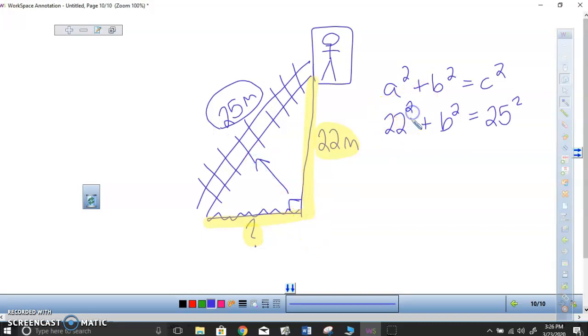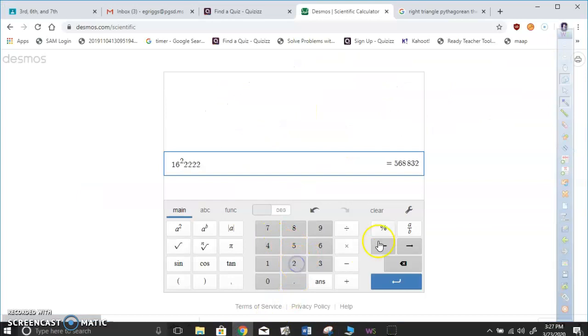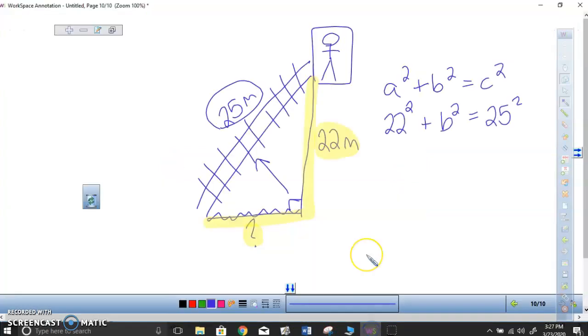I still need to square my 22 because that's part of the formula. So now I will multiply 22 times 22. I will square 22. If you need to, go back to Desmos. Remember, clear it. Remember, you can do 22 squared. Okay, nope, something's going on. 22 squared. That gives me 484. So 484 plus b squared equals 25 squared. You should know that one, 625.